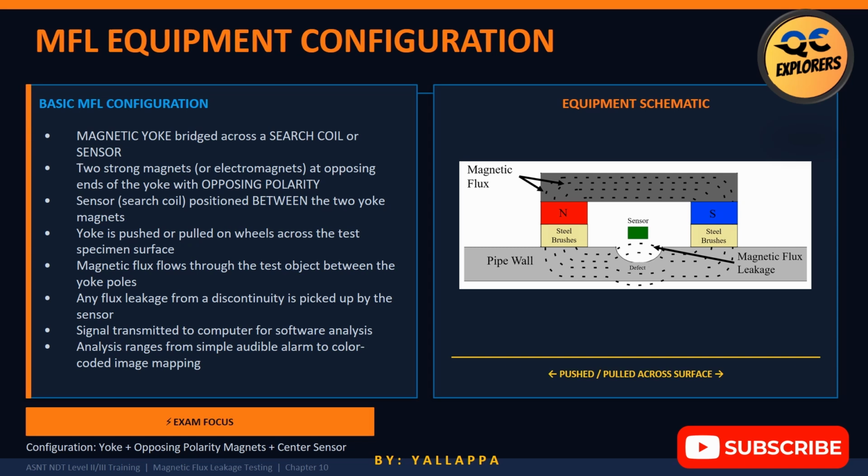What is the basic MFL configuration? A common wrong answer is single magnet plus sensor. Incorrect. Correct answer: magnetic yoke bridged across a search coil or sensor. Remember the sensor location. It sits between the magnets. Not outside. Not at one pole. Exactly in the center. Don't memorize this.